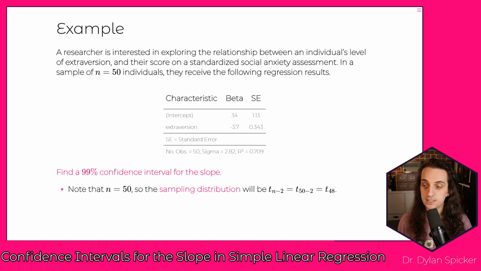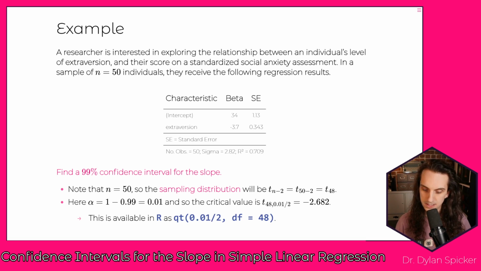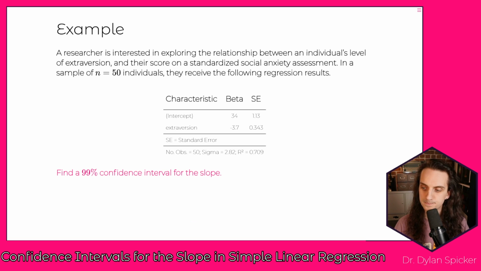Take n equals 50, so our T distribution is going to be a T_{n-2}, our T48 distribution. Alpha is going to be 0.01, and so our critical value is going to be 2.682. Right? We get that out of our qt function here, right? 0.01 over 2 is the value that we want. Degrees of freedom is 48, and so that's grabbed directly from R there.